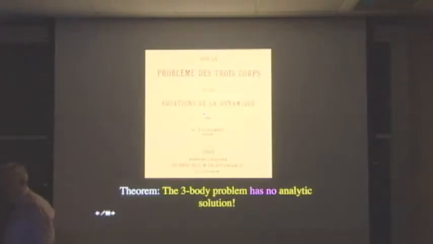The genius who, in 1889, proves mathematically that the three-body problem has no analytical solution. For you math fans, it means that the power series diverges. So we're in big trouble here. There is no analytic solution, but Poincaré was a genius.